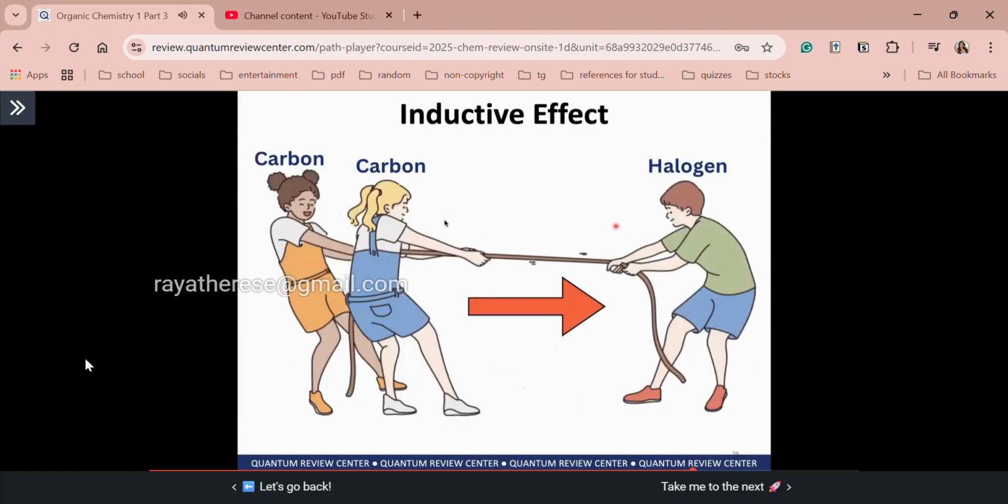Right? Our visualization here: your carbon and the halogen play tug of war. And remember, the carbon will eventually lose to your halogen, because halogen is a highly electron withdrawing group. Class, again, that's your inductive effect. Our mechanism is through your sigma bonding.